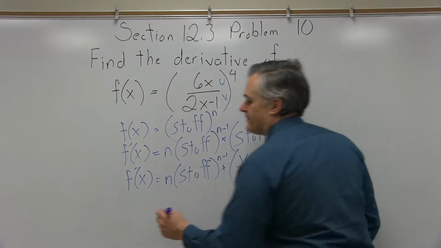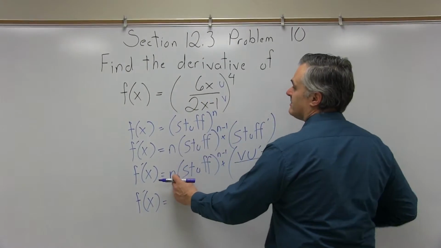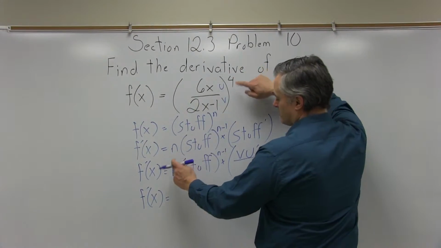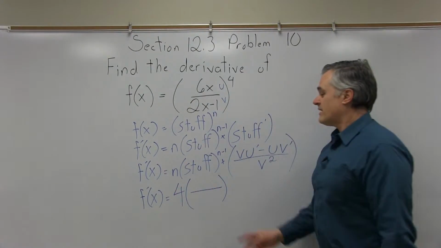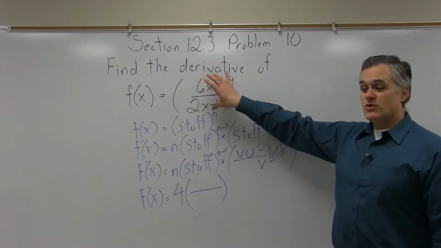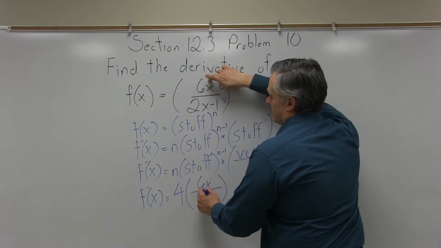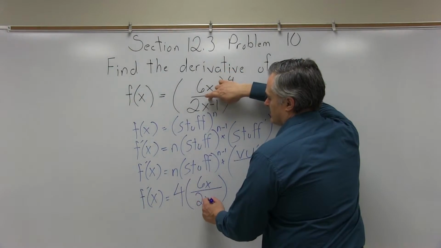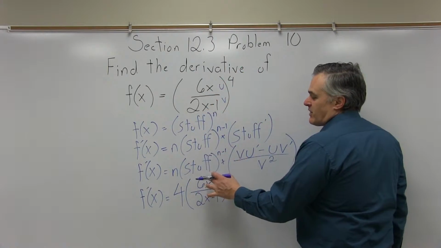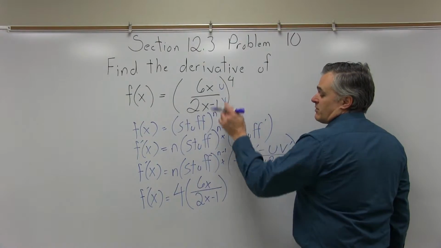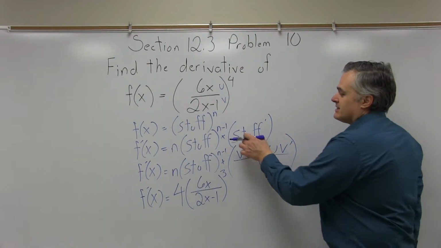So let's fill it in. F prime of x equals, the n comes down in front. My n for this one, the exponent, is 4. So we start with a 4. Put some parentheses, and leave the stuff the way it is initially. The stuff is a quotient, a fraction. The numerator is 6x and the denominator is 2x minus 1. That stays exactly the way it is. I make a new exponent, n minus 1, which for this problem is 4 minus 1, which is 3. And then times the stuff prime.